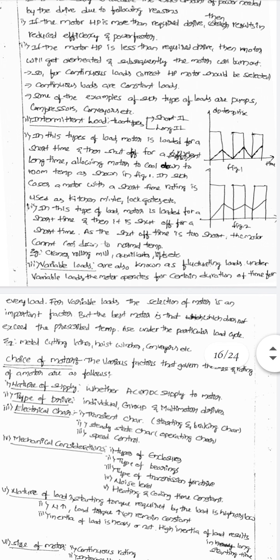See the pictures. This is the time and output versus the temperature rise. Figure 1 indicates short intermittent loads, and figure 2 indicates long intermittent loads. Now see here, first one, short intermittent loads.